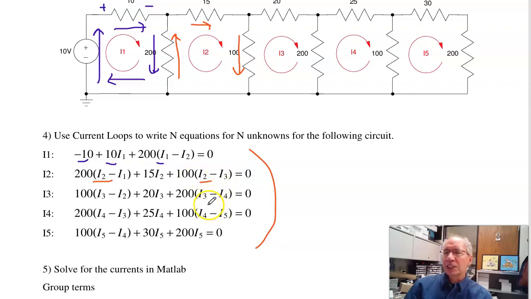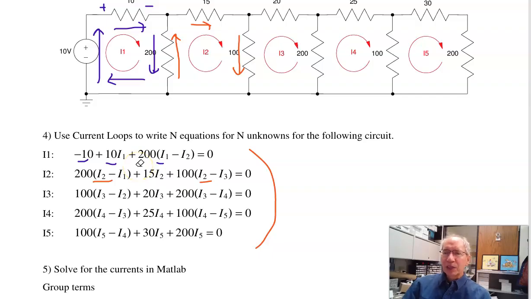In addition, the units have to match. I have volts plus I times R, volts plus volts equals 0, volts plus volts plus volts equals 0. If you ever do something like this, I have volts plus amps. You know, right away there's a mistake. You can't add volts and amps. The units all have to match up.